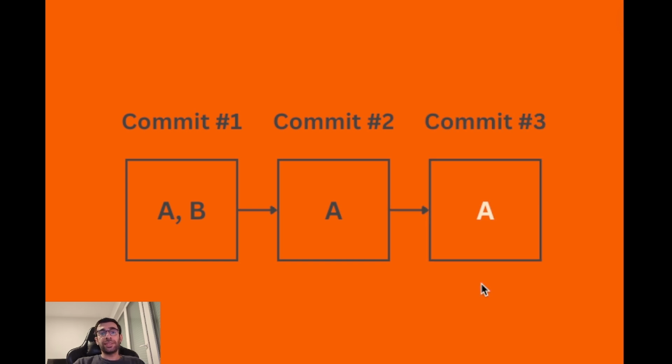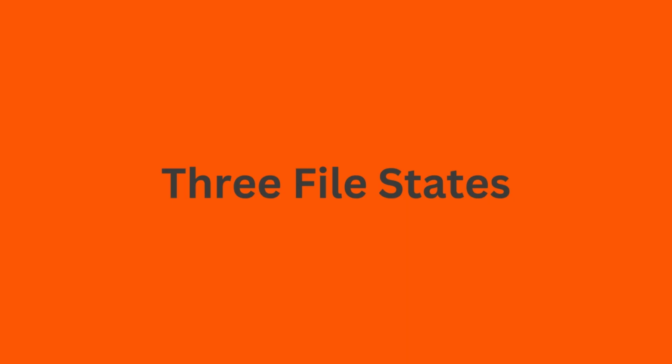So as you can see, we are currently at commit 3. In our file system, we can only see file A with its latest changes. Let's say we want to retrieve file B. We can easily go to commit 1 and then get it from there. Or let's say we want the previous changes of file A. We can also easily go to commit 2 and then get it from there.